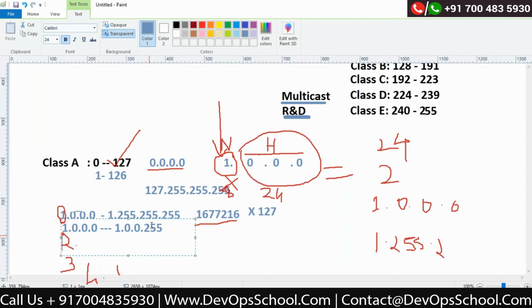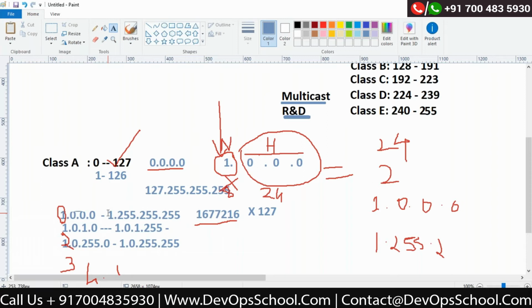Correct? Now this octet is completed. What would be the next IP address? I will say 1.0.1.0 up to 1.0.1.255. It keeps going on, up to what? 1.0.255.255. The moment it goes to 255, the next octet increases by 1. So the next number would be 1.1.0.0, and so on. So this number gets increased. You can see the final line would be this much.